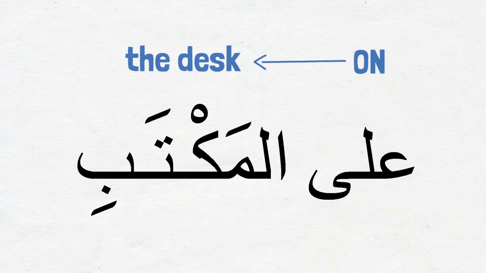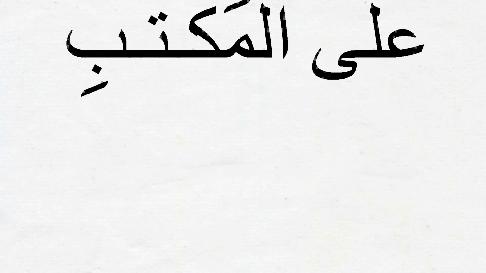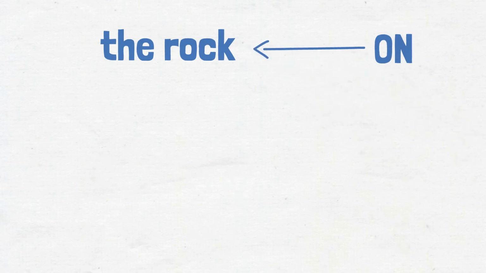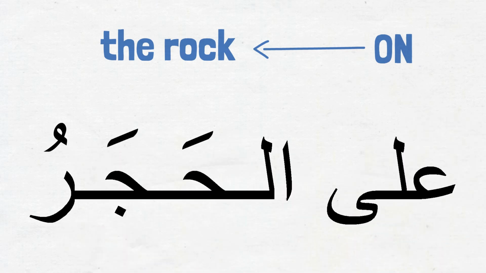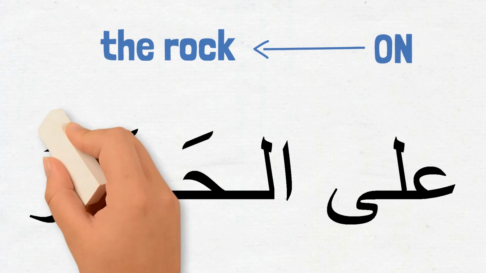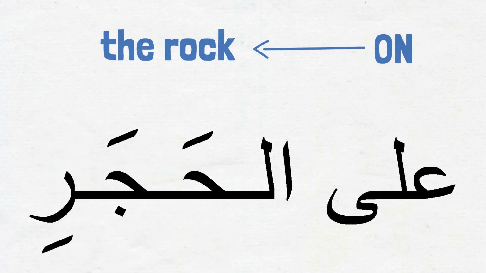Let's take one last example before we do an exercise. I want to say on the rock. Try to imagine a big flat rock. How do I say on the rock? The rock was al-hajaru. And I put ala before it and it will become ala al-hajaru, right? Did I miss something? Yes. Al-hajaru needs to be majrur. So it will be ala al-hajari. Very nice.